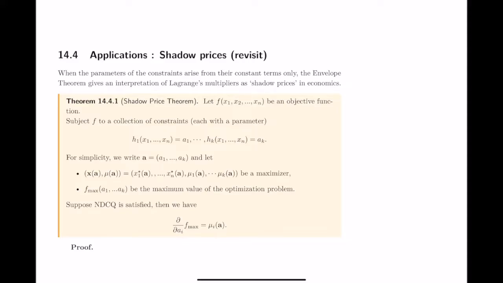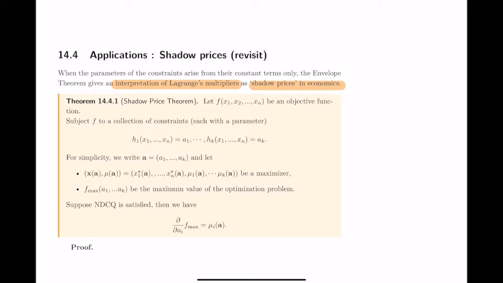So once we have learned the envelope theorem, it turns out it has a lot of application in different disciplines. But our focus in this course will be application in economics. So we'll discuss a special case. That is, we're going to interpret Lagrange multiplier as so-called shadow price in economics. And then it's basically what shadow price?